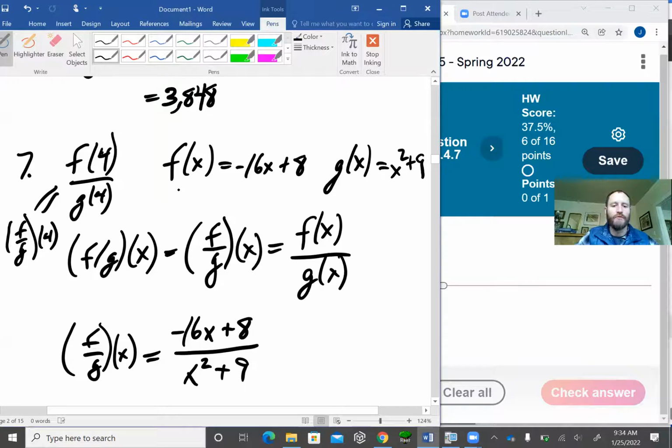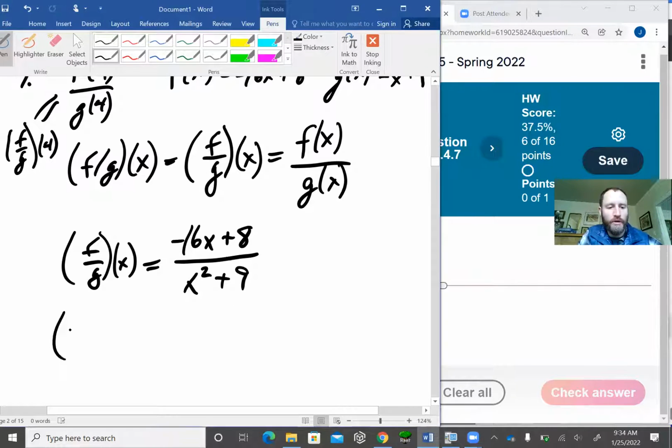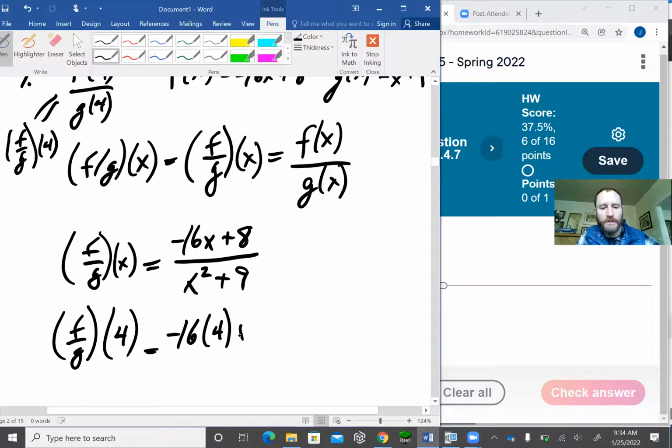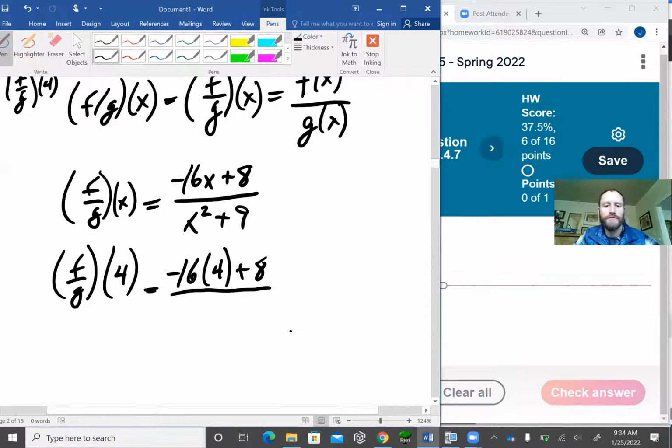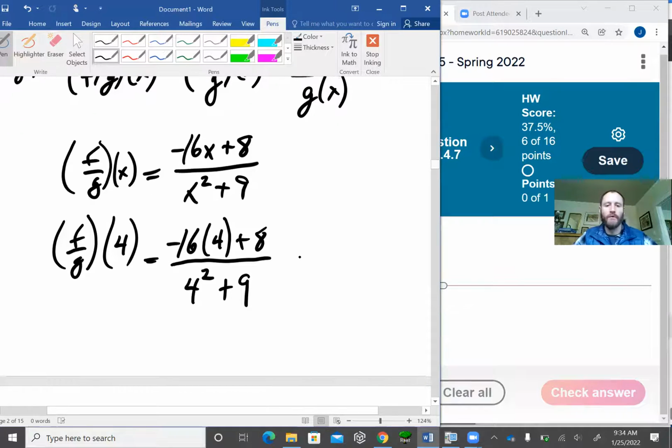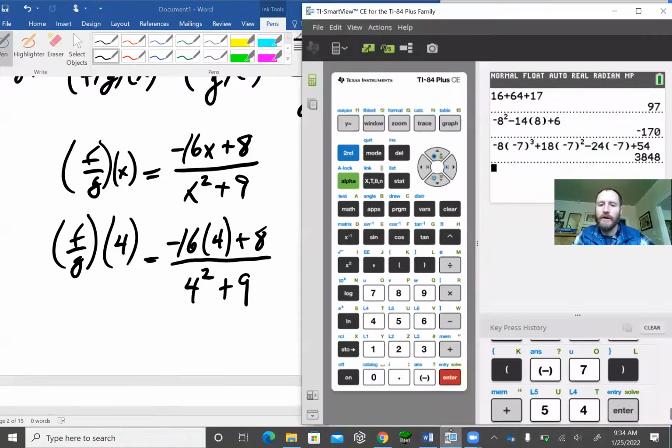Okay, so I've got that new formula, and now let me just plug 4 into the new formula I found. So f over g of 4 is going to be negative 16 times 4 plus 8, that would be f of 4 right there, divided by g of 4, which is 4 squared plus 9. Okay, and again, another one where it might be nice, let's just find that in our calculator.